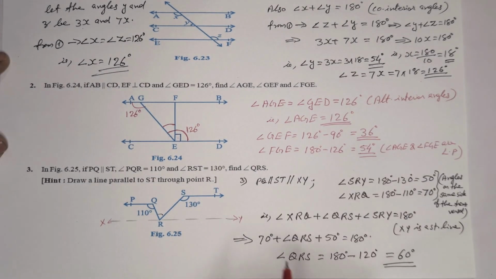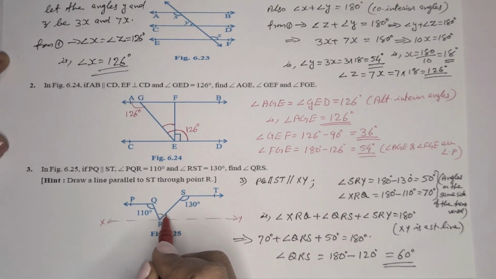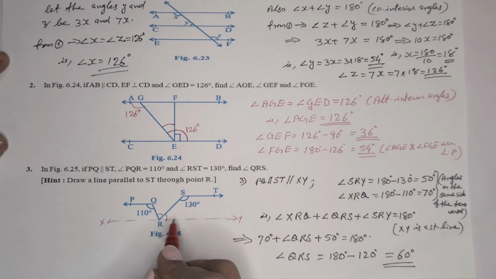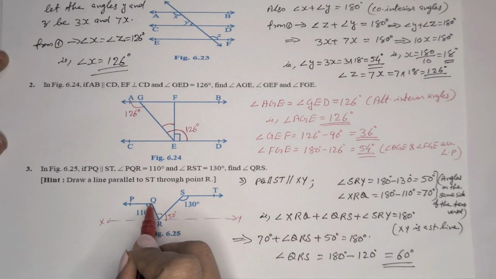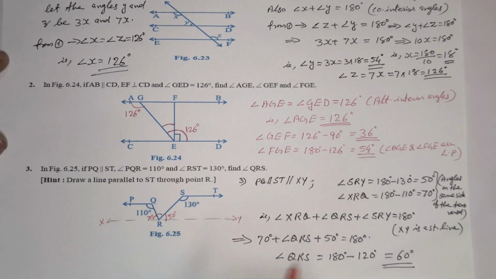Then here these two angles, angle S, that means 130 plus SRY, are on the same side of the transversal, so they will be supplementary. So 180 minus 130 is 50 degrees. 50 degrees is coming over here. Same way, this is a transversal, 110 degrees and angle SRQ. These two angles are supplementary. So 180 minus 110 is 70 degrees. This angle we will get as 70 degrees. Reason is angles on the same side of the transversal.